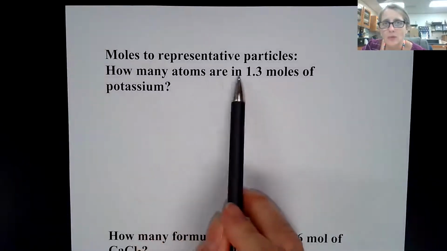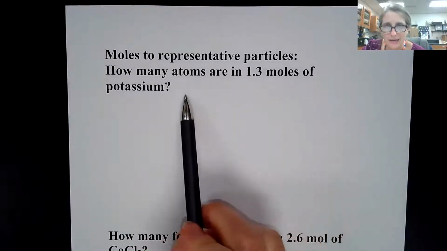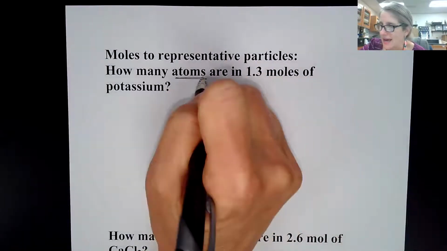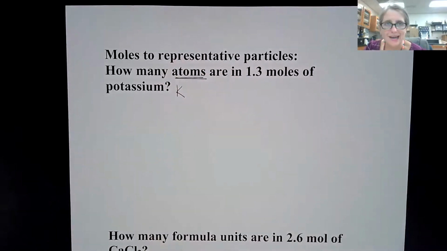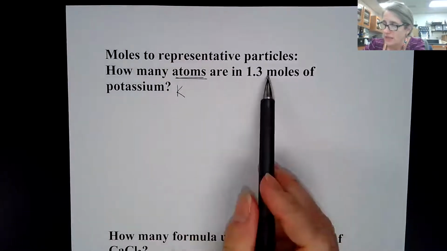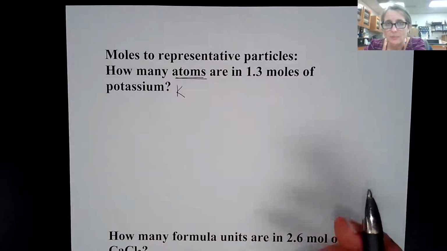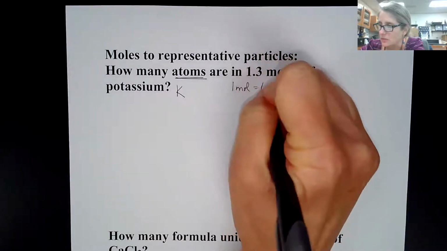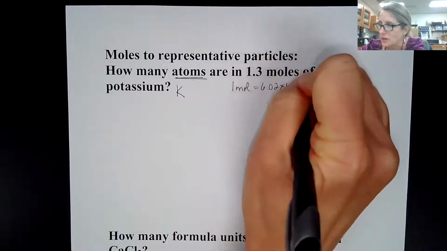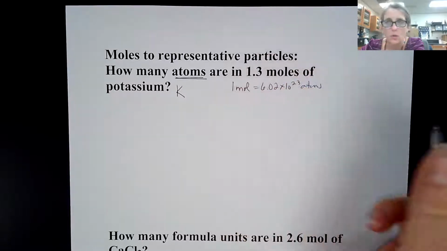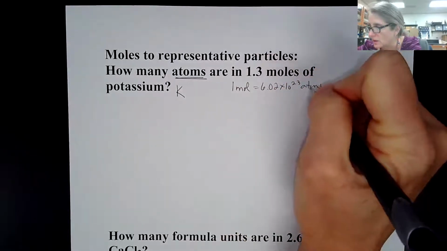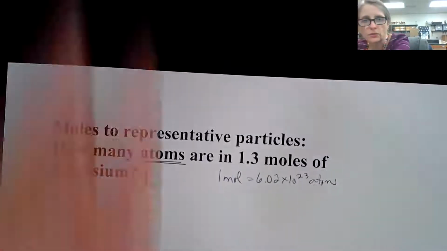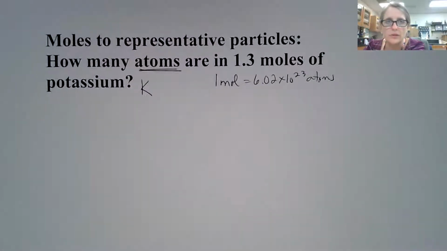So how many atoms are in 1.3 moles of potassium? So again, this is an atom because this is just pure potassium. And you will see once we do a couple examples here, it does not matter what it is for this calculation. So we're going to set up a proportion. And we know that 1 mole of anything is going to be equal to 6.02 times 10 to the 23 atoms, or formula units, or molecules.